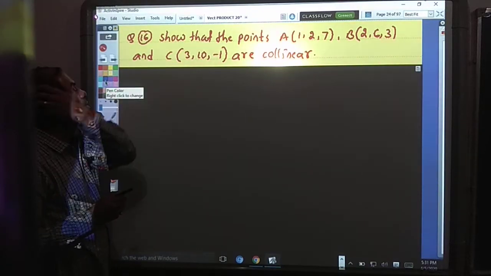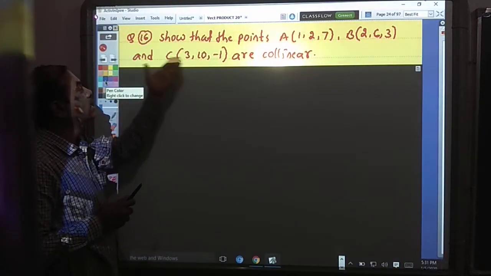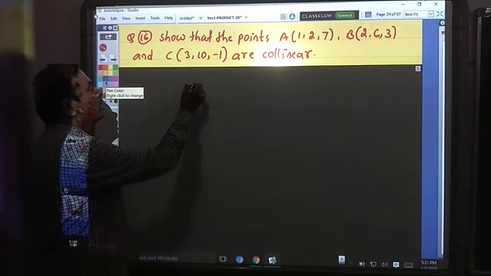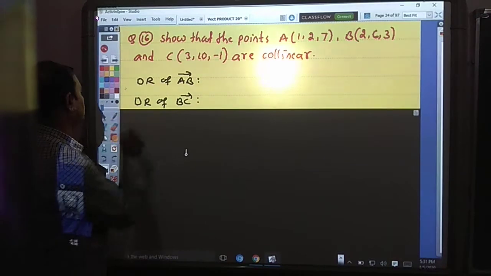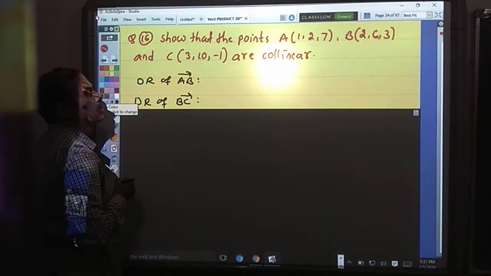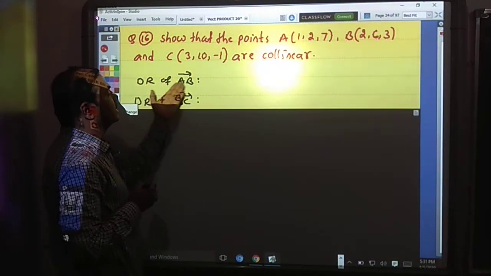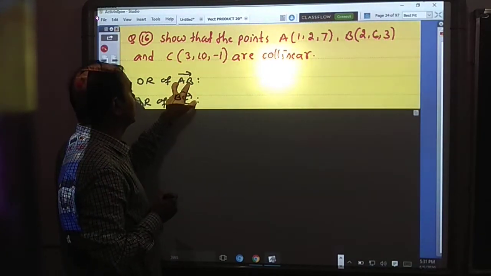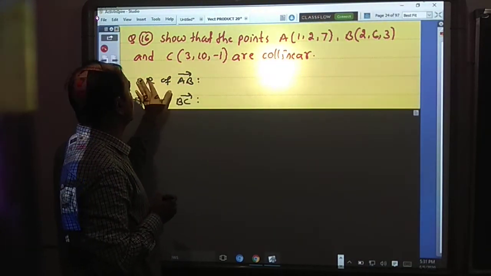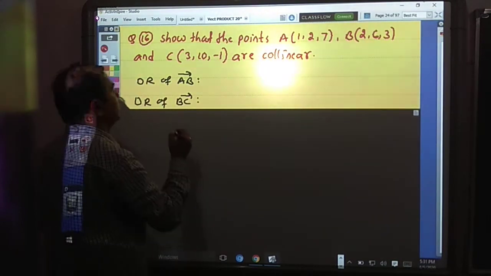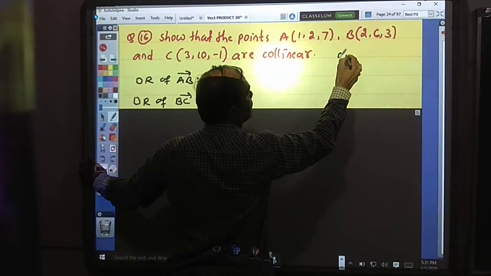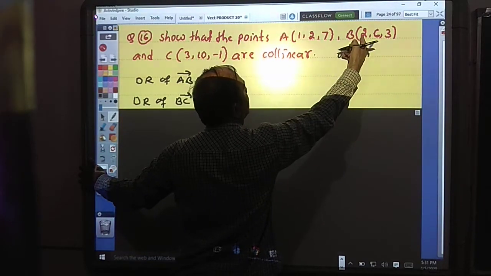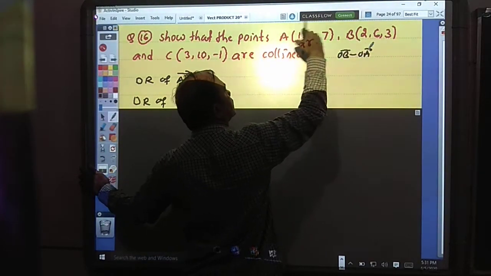So that the points A, B and C are collinear. Okay, so to solve this problem, get the direction ratios of AB. I am not writing the vector AB, simply I am writing direction ratios of AB. Means you get by doing OB minus OA. OB minus OA, in B we have to subtract.